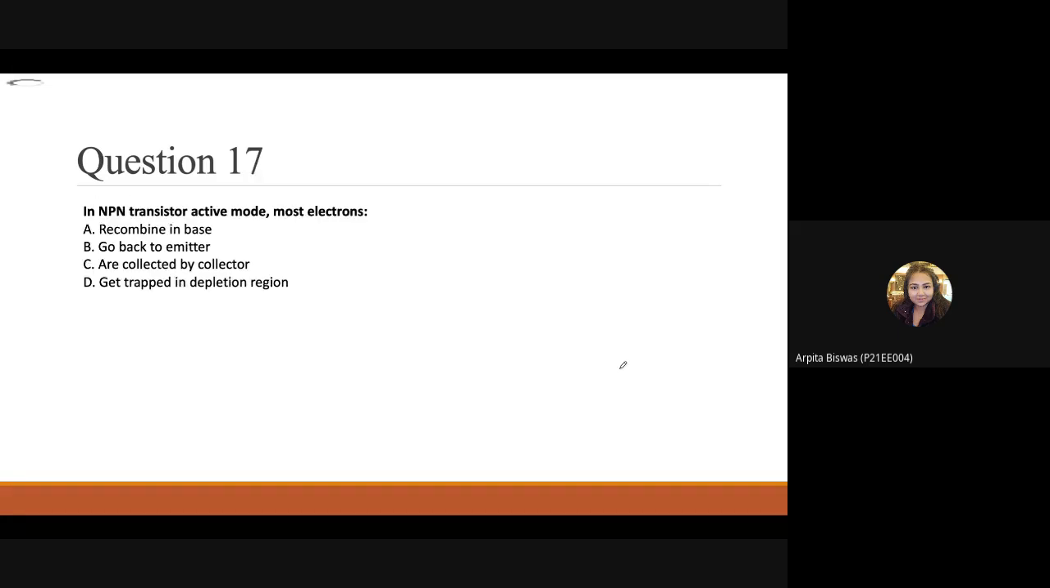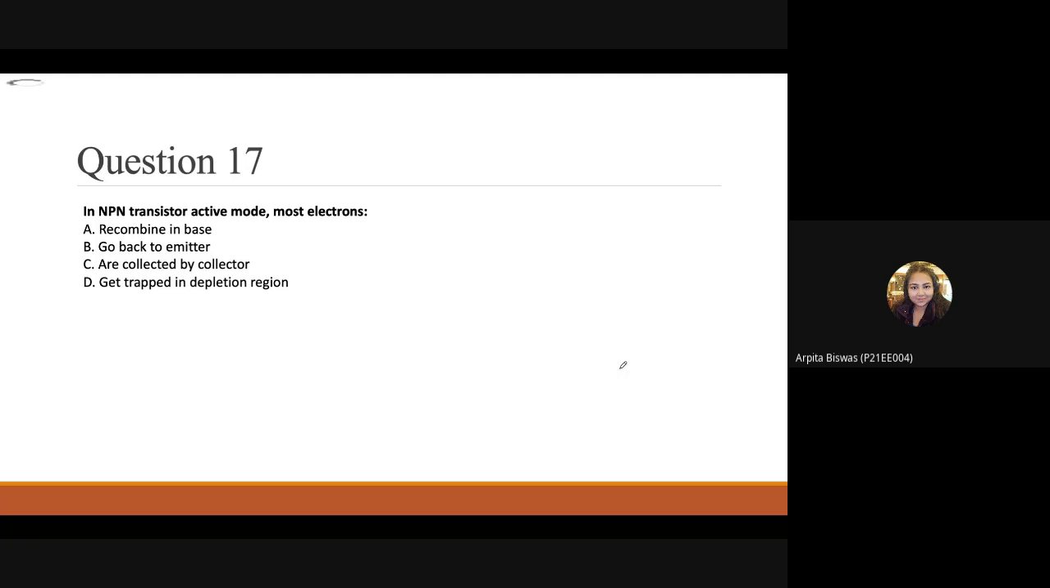So next, moving to question number 17. In an NPN transistor in active mode, most electrons: first option, recombine in the base; second option, go back to the emitter; third option, are collected by the collector; and option D, get trapped in the depletion region. So go through the question carefully and then tell me what is the right option.